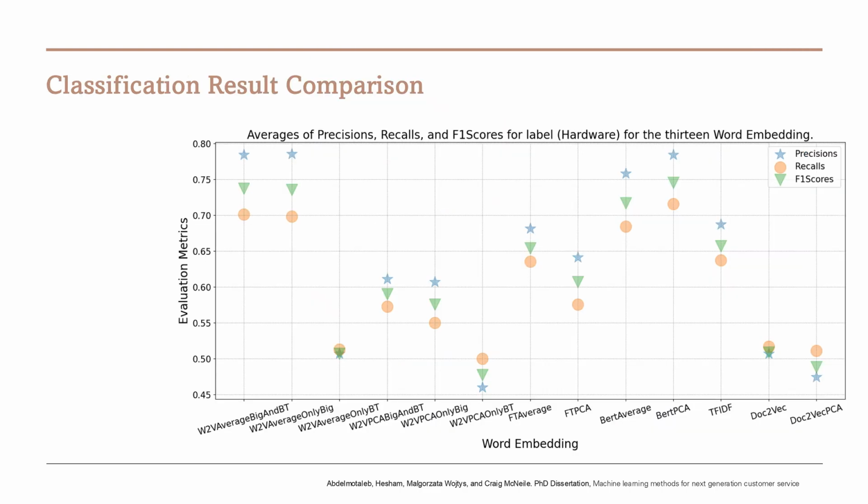And here is one of my result charts, with the 13 word embedding tools on the horizontal axis. On the vertical axis, I have evaluation metrics, which are precision, recall, and F1 score. Here we can compare precision, recall, and F1 score for each word embedding to know which one is working well and which word embedding tool is able to extract the exact meaning of each word, and so on.